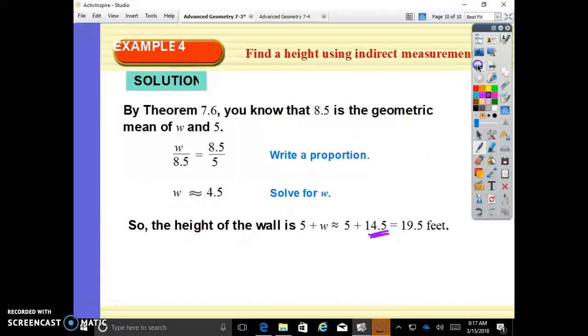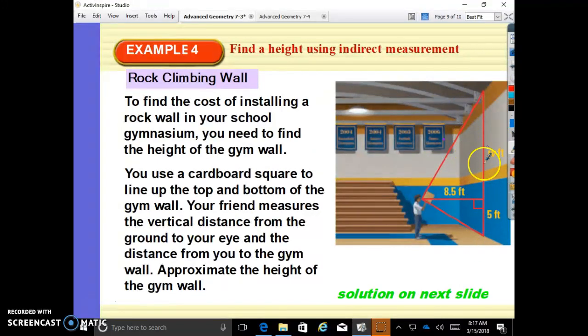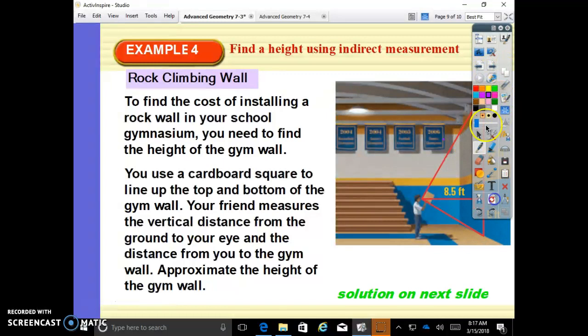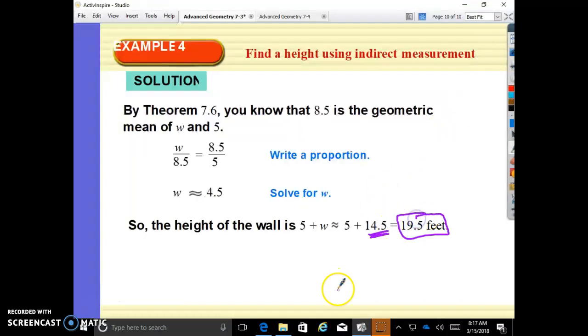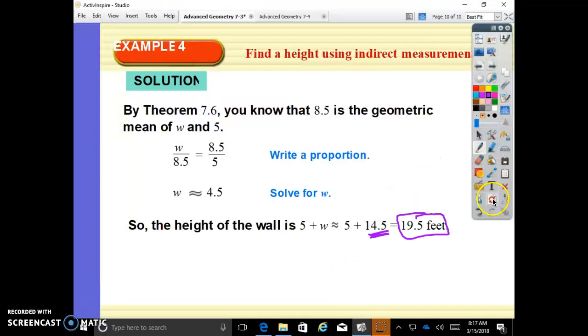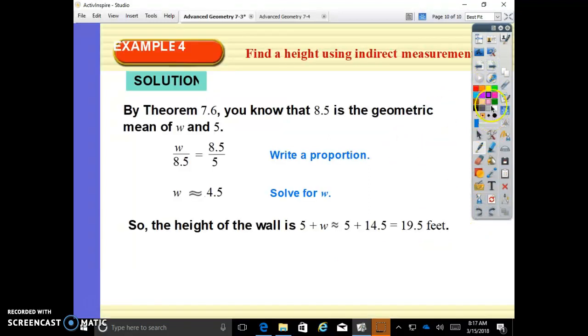And they want to know the total height of the wall. So the 14.45 plus 5 is going to give you a total of 19.5. Make sense? Are we okay on that, guys? Yeah? Right, moving on. That was everything in this lesson.